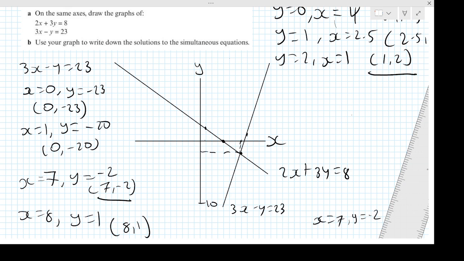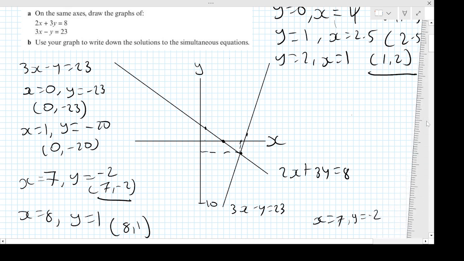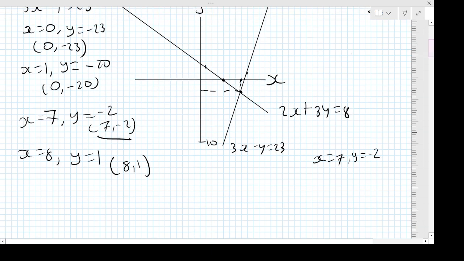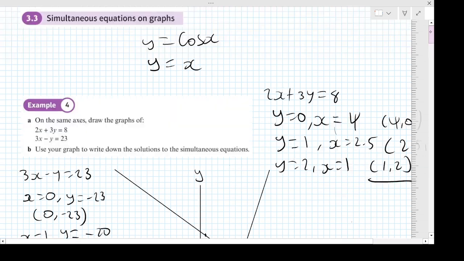Cool. Hopefully you can see that. That's where they cross over, and I've just read off the values of x and y. So that's your solution, right? Without having to solve it manually, you can get the solution to simultaneous equations that way. x is 7, y is minus 2. Again, you can verify it by substituting your values into the equation, so that makes sense.